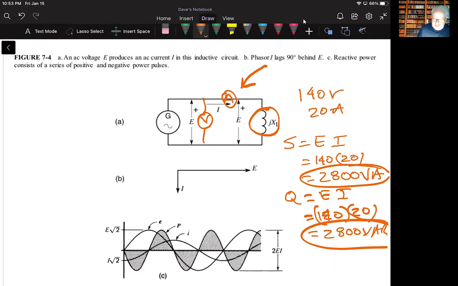Okay, so that finishes up with section 7.8, those two problems.